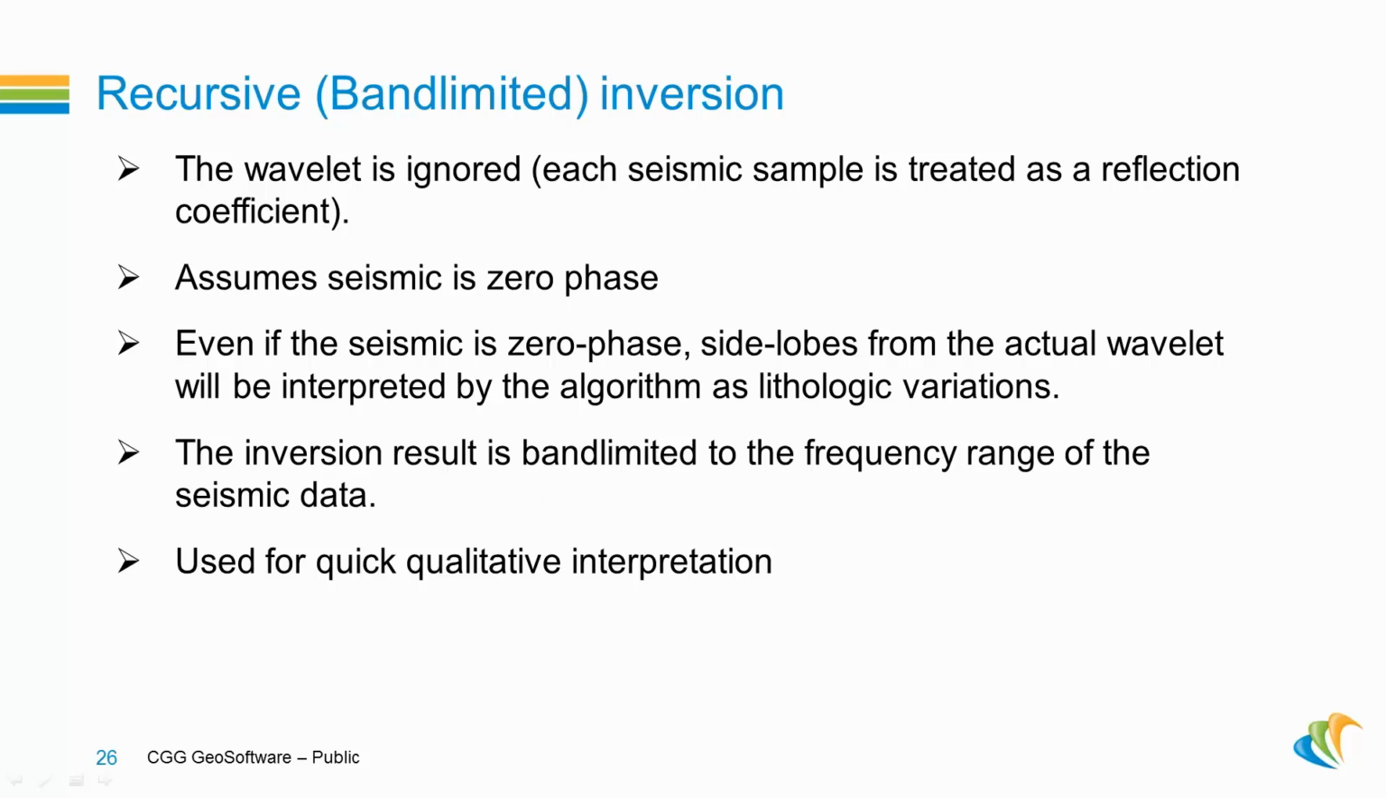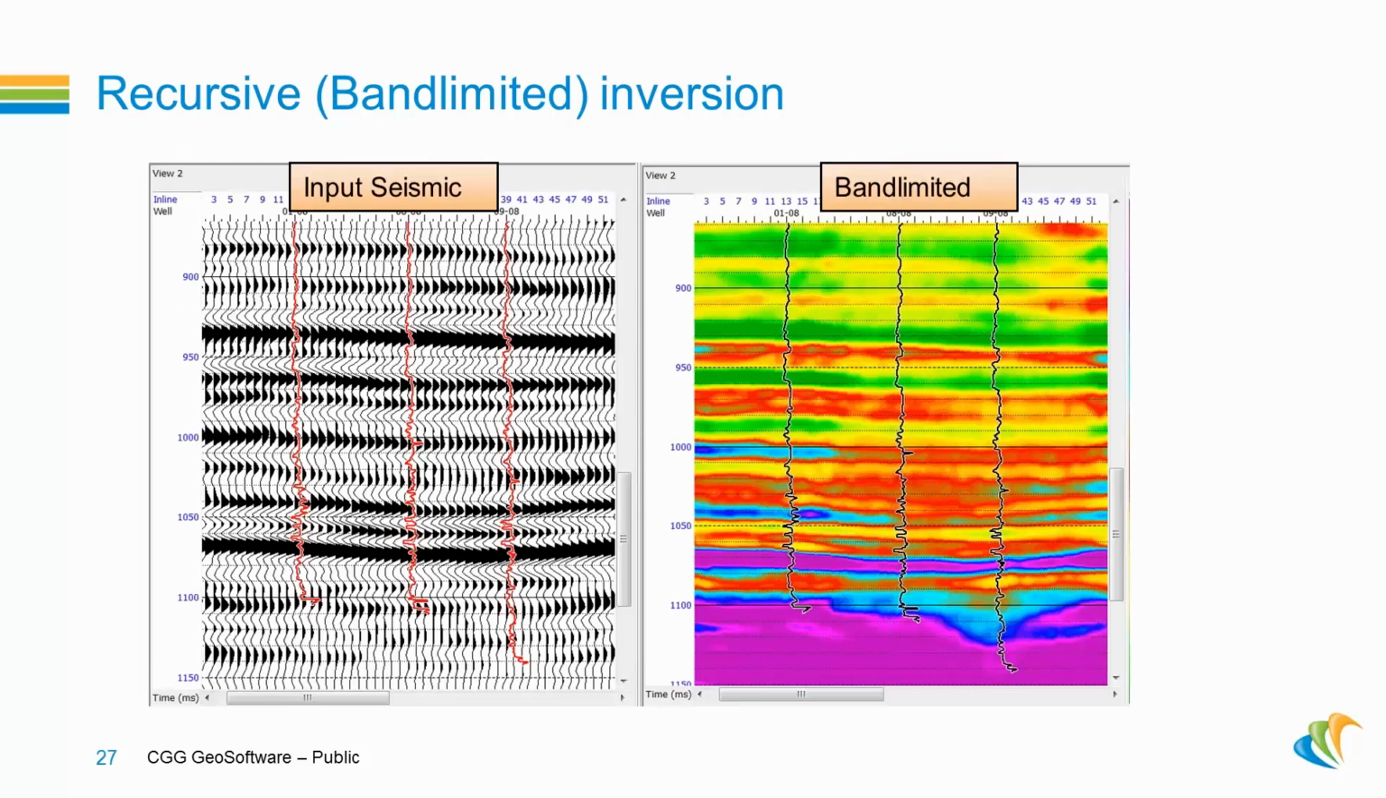It is a good tool for quick qualitative interpretation. In a big area, you want to do quick stuff to find anomalies. And this is one result. On the left, you have seismic, and on the right, you have band-limited inversion results.